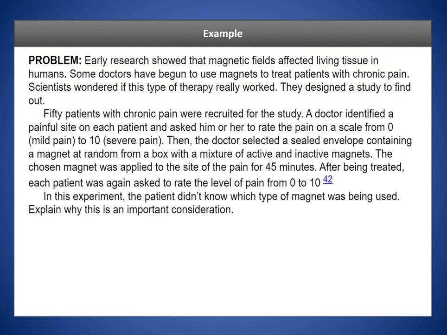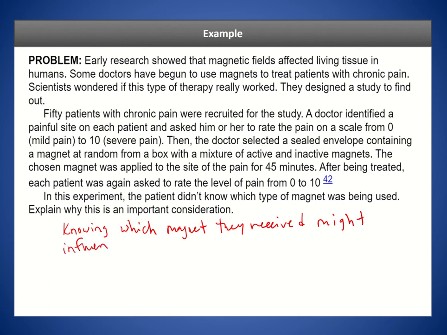So let's go ahead and include that. The important thing is that we want to eliminate the fact that knowing which magnet they used might have improved their expectation of being better. The way we can put this is that knowing which treatment or which magnet they received might influence their expectation of improving, right? Improving as far as their health, as far as the pain that they received and so on.